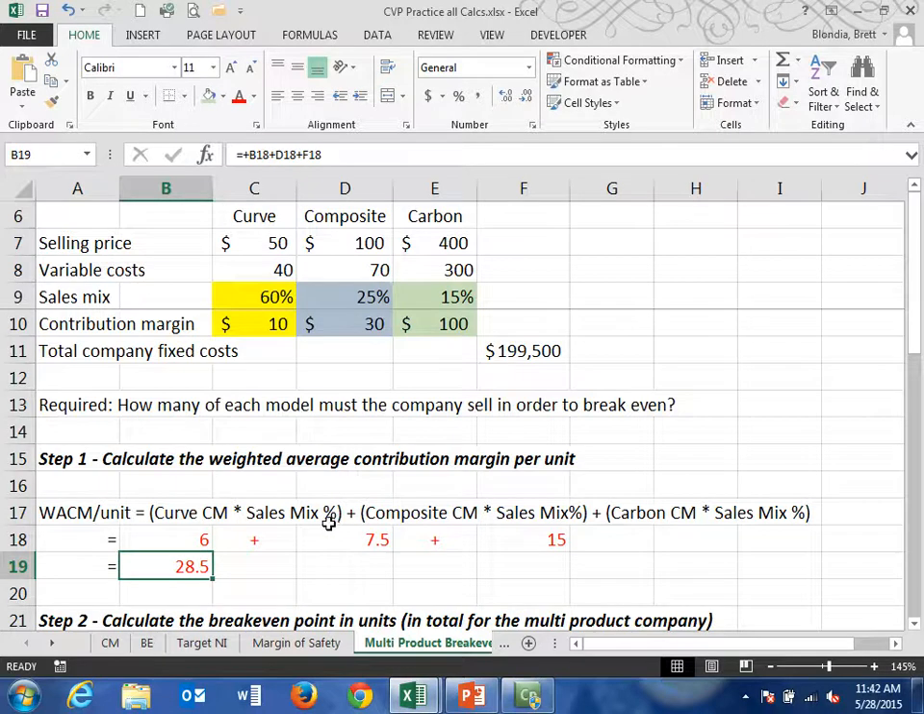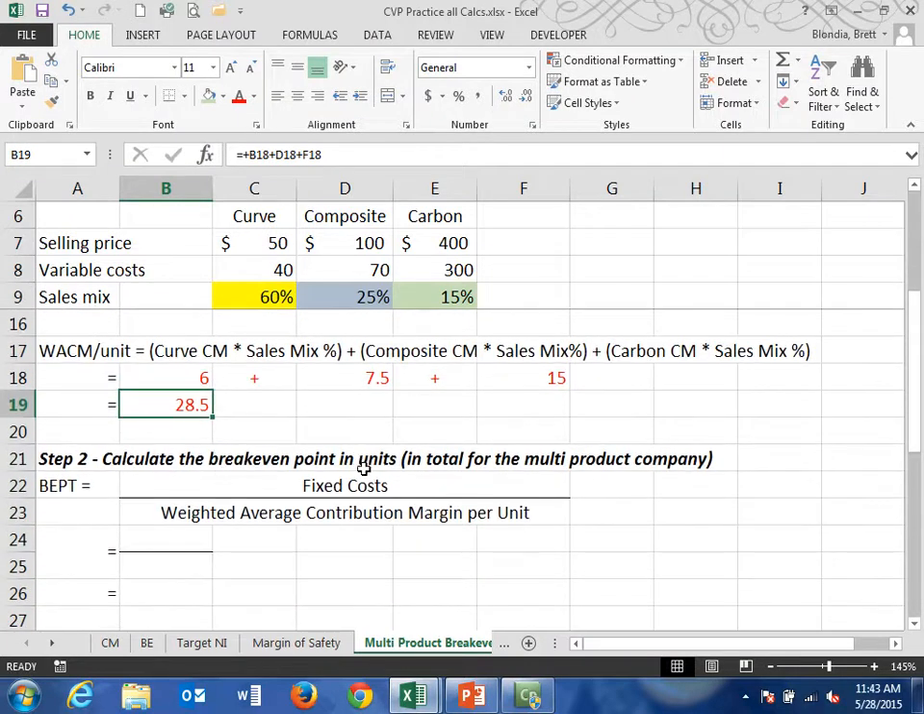What we can do now is use this weighted average contribution margin per unit in the break-even calculation. So step two is to calculate the break-even point in units. And the key here is that this is the break-even point in total units. It means that if we added up all the curve sticks, the composite sticks, and the carbon sticks together that we needed to sell to break even, this is the number that would be represented here. This isn't the number for each individual stick, it's the total.